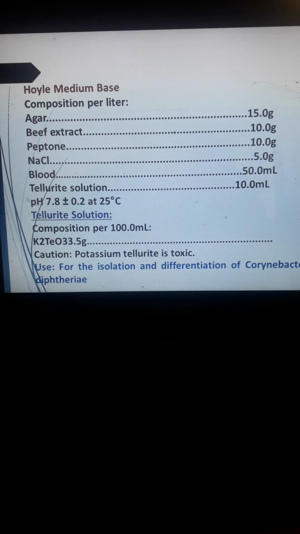Okay, next. The Hoyle medium base. Composition per liter is agar 15 grams, beef extract 10 grams, peptone 10 grams, sodium chloride 5 grams, blood 50 ml, tellurite solution 10 ml. The pH is 7.8, almost basic, a weak base, at 25 degrees Celsius. Tellurite solution composition is potassium tellurite 33.5 grams. Potassium tellurite is toxic.